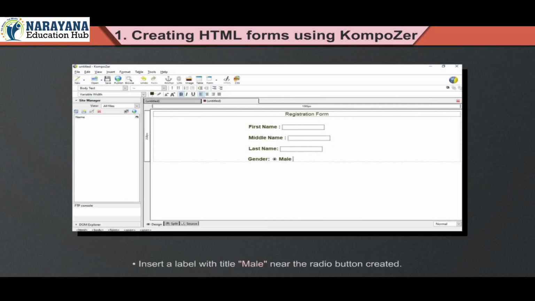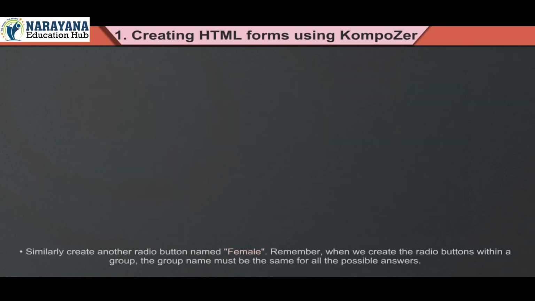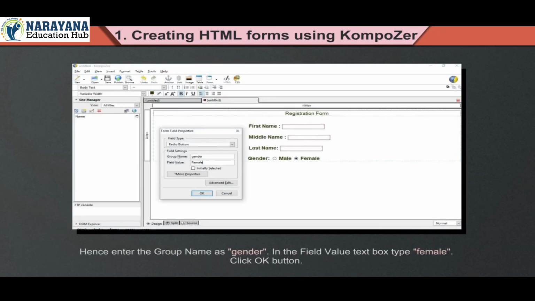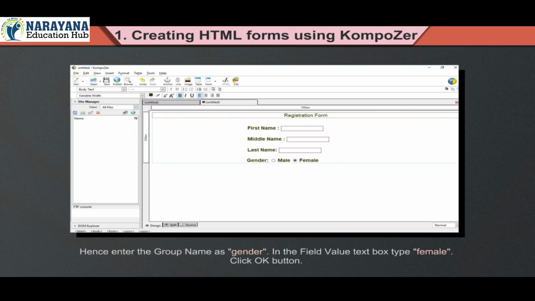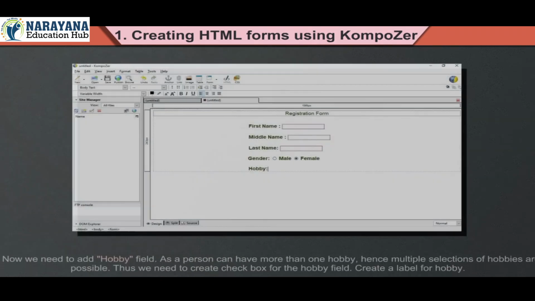Insert a label with title Male near the radio button created. Similarly, create another radio button named Female. Remember, when we create the radio buttons within a group, the group name must be the same for all the possible answers. Hence, enter the group name as Gender. In the field value text box type Female. Click OK button. Insert a label Female near the radio button created. The form after inserting the radio buttons and their labels will look as shown in this figure.